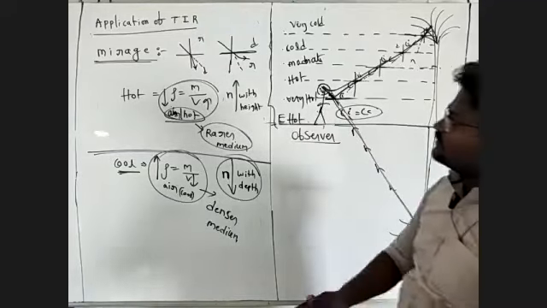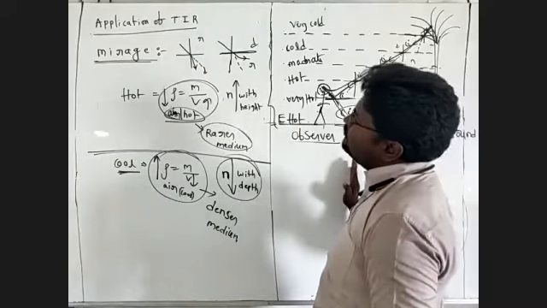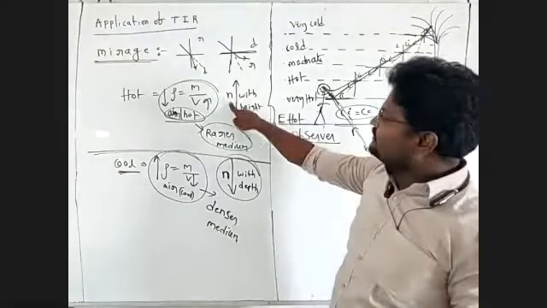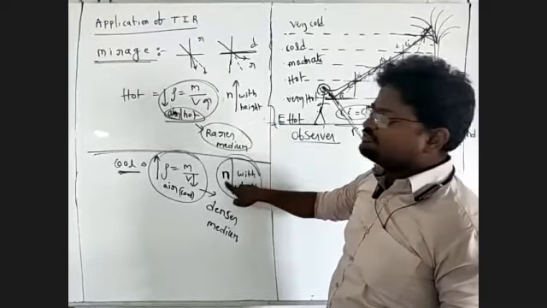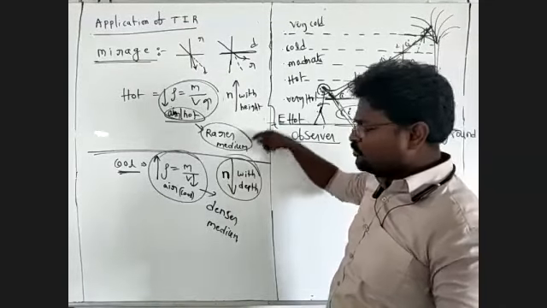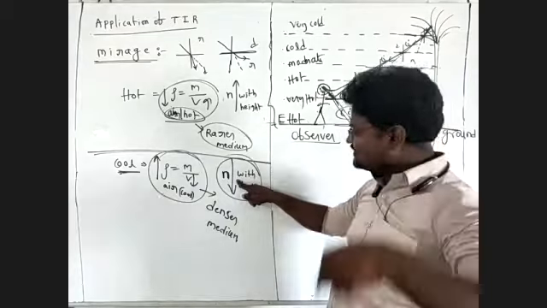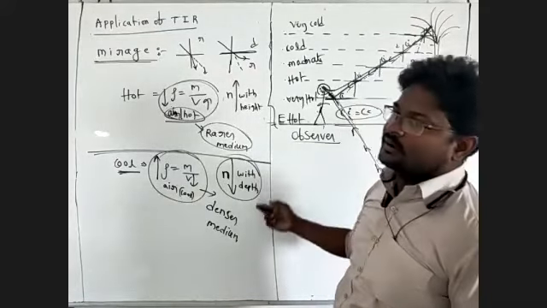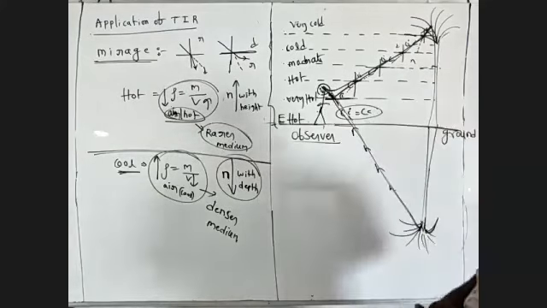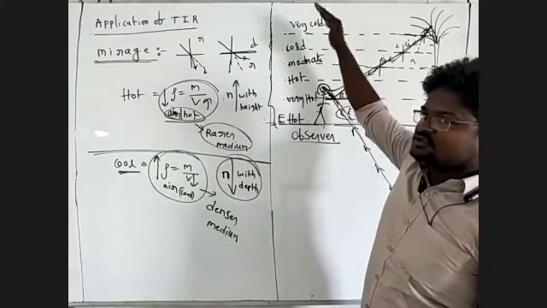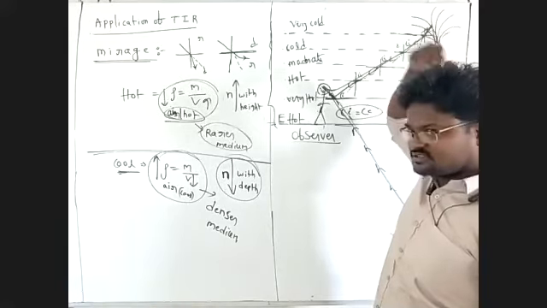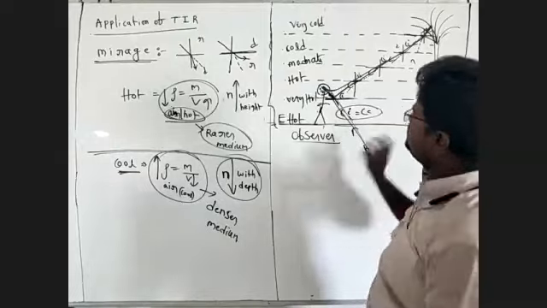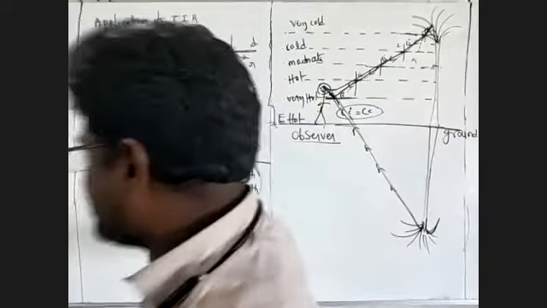Suppose we are moving upward, the refractive index of the medium increases with the height. We are moving down, the refractive index of the medium decreases with the depth. This variation is what gives us the optical illusion.